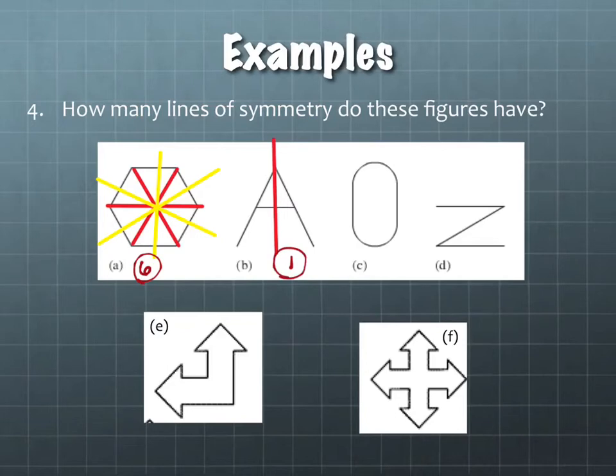How about C? The oval shape. 2. There's one that cuts it in half sort of like this. Makes it look like a pill capsule or something. The other one looks like this. So this shape has 2.